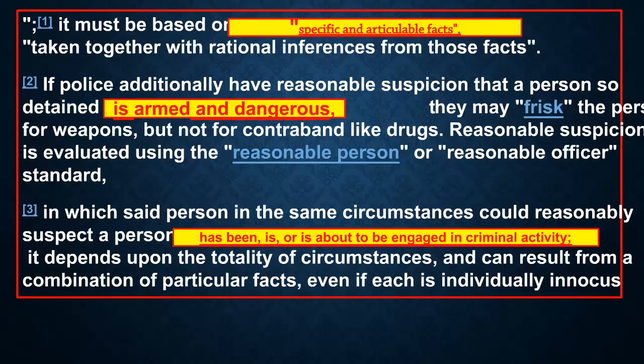Reasonable suspicion is evaluated using the reasonable person, or reasonable officer standard. 3. In which said person in the same circumstances could reasonably suspect a person has been, is, or is about to be engaged in criminal activity. It depends upon the totality of circumstances, and can result from a combination of particular facts, even if each is individually innocuous.